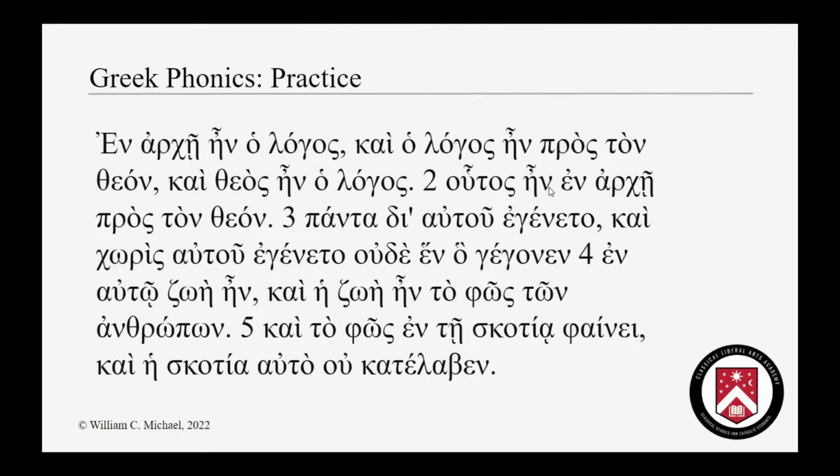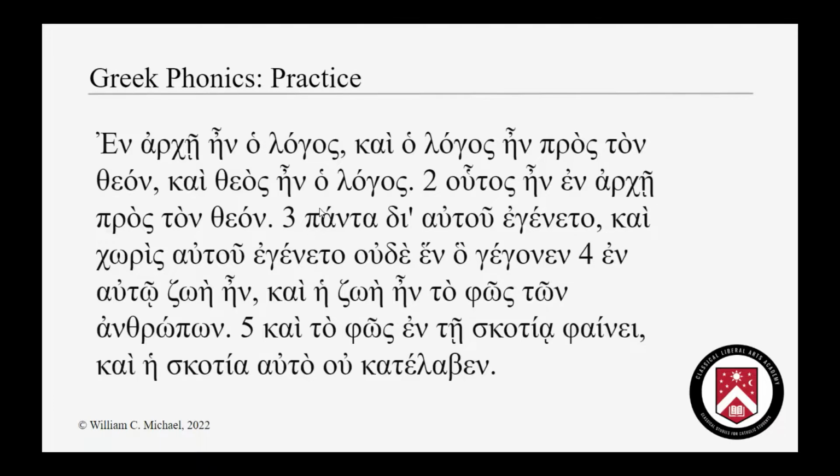We then have ein, ein. We then have epsilon and nu with no breathing. Note that this is the same word that we saw at the beginning of the sentence, except here we saw an uppercase epsilon, and here we see a lowercase epsilon. En, with no breath. We then have arche again. We saw that before, the second word of the passage. Arche. Pros, ton, theon. Acute accent and a period ending verse 2.